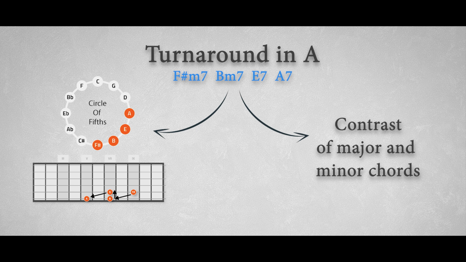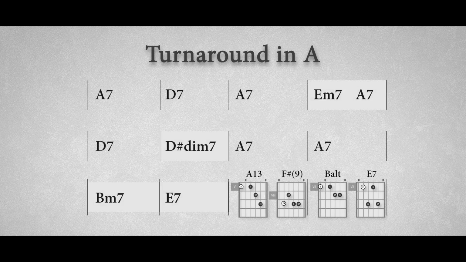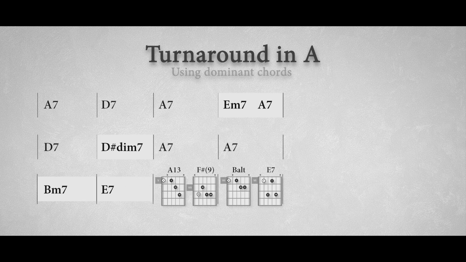Now we can also create a dominant chain by transforming all the chords of the turnaround into dominant 7 or dominant 9 chords, or even altered chords. An example could be A13, F sharp 9, the B altered chord, E7 and then back to the A7 chord.